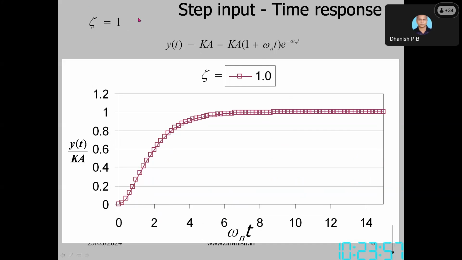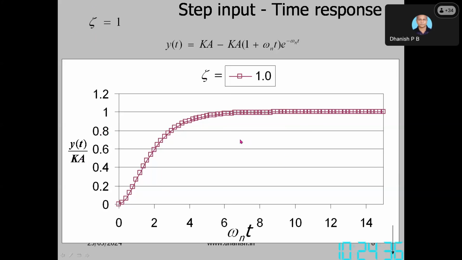So for zeta equal to 1, damping ratio equal to 1, y(t) by Ka. So here in this equation, it is just exponentially decaying this part. Final value is Ka. Ka is 1. y(t) by Ka will be 1. So it increases exponentially, just like your first order system, and reaches the final value. So that is for critical damping.